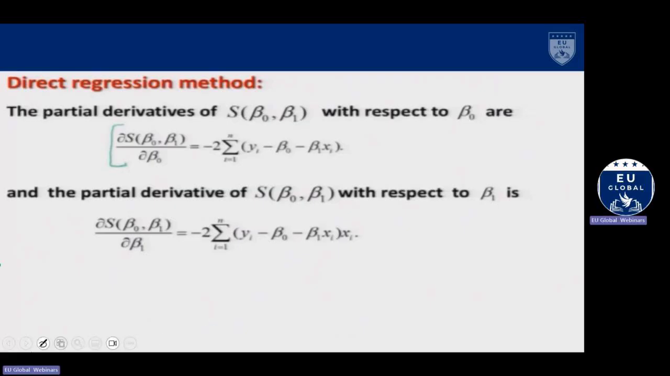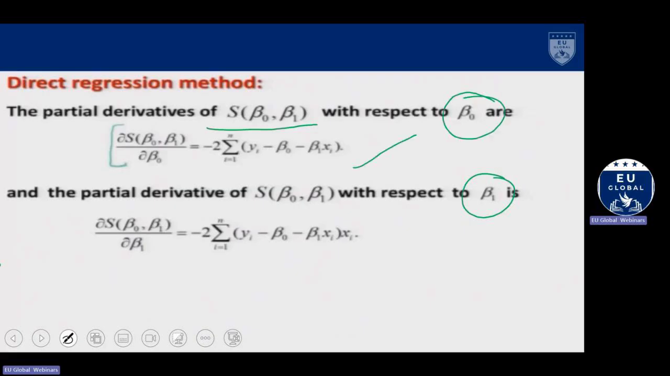We can see in detail how to find the partial derivative of S(beta naught, beta 1) with respect to beta naught and with respect to beta 1. This is actually written over here directly, but we can do it with the help of the chain rule. So let us just take this in detail.